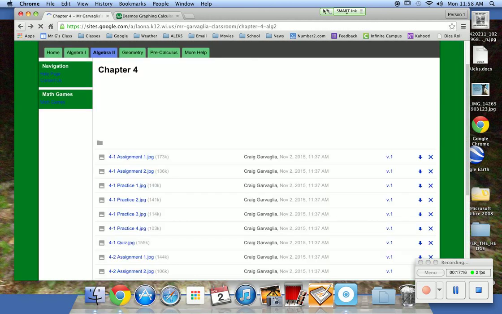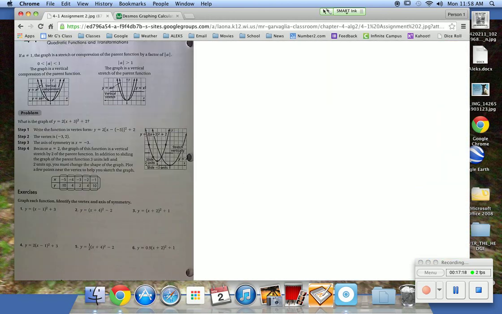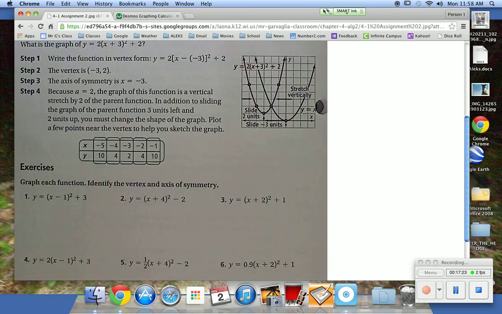What do I want you to do? Do 1 through 6. Here's what they're going to want you to do. They're going to want to know what the vertex is and the axis of symmetry. That's it. They want you to graph them. Just because somebody's been so talkative today, you can graph them.